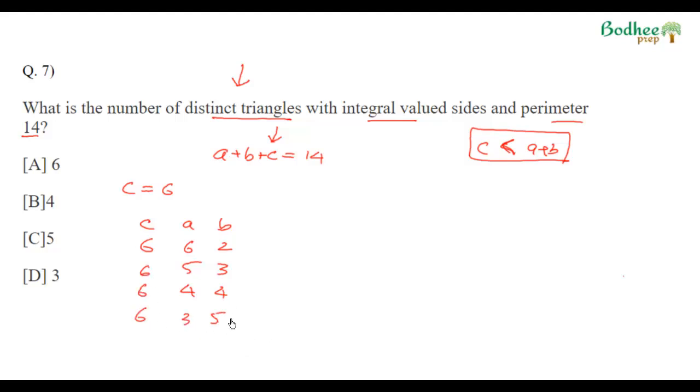6, 3, 5 is not possible, the reason being that it has already been counted, right? Because if the three sides are 6, 5 and 3, in whichever order we write them, it will not make it a distinct triangle. So that's the reason I'm not taking 6, 3 and 5, because it has already been counted here.